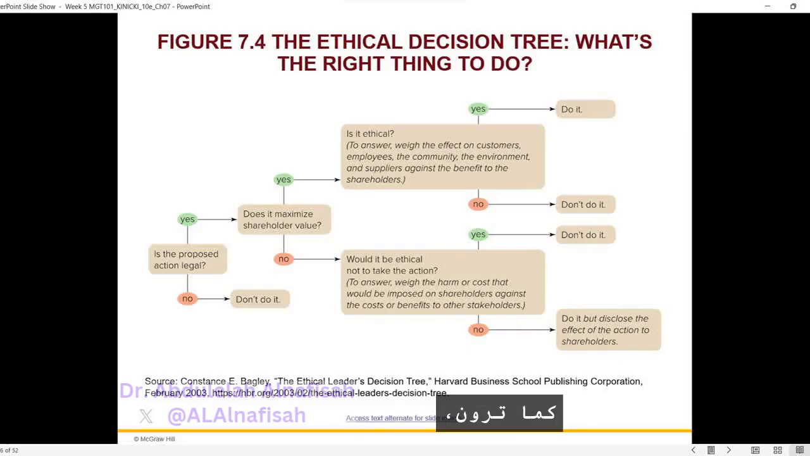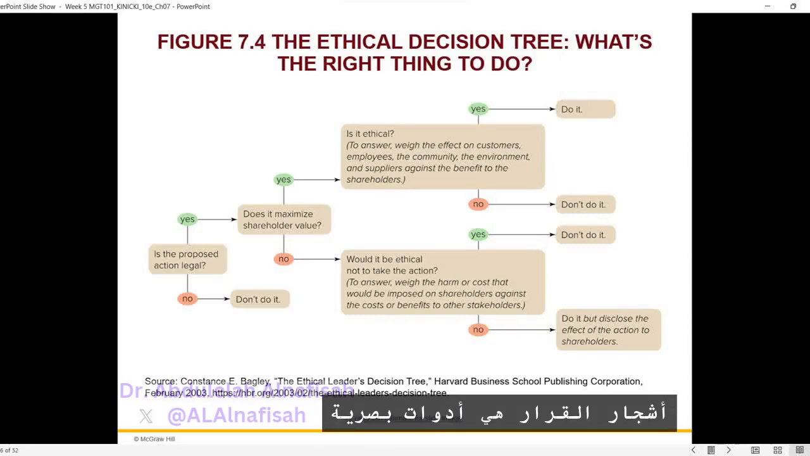As you can see, this slide shows the ethical decision tree. What's the right thing to do? Decision trees are visual tools that help in decision making by mapping out different options and their potential outcomes.